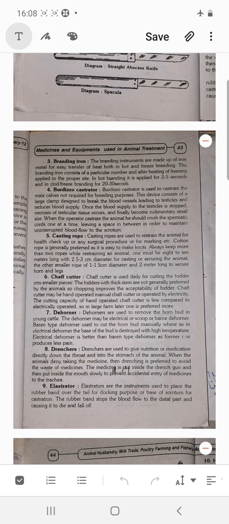Okay, so dear students, today we have not completed the chapter. We just discussed the common instruments and equipment up to 9, elastrator. And some other instruments also remain here. We will discuss the remaining instruments in the next video lecture.